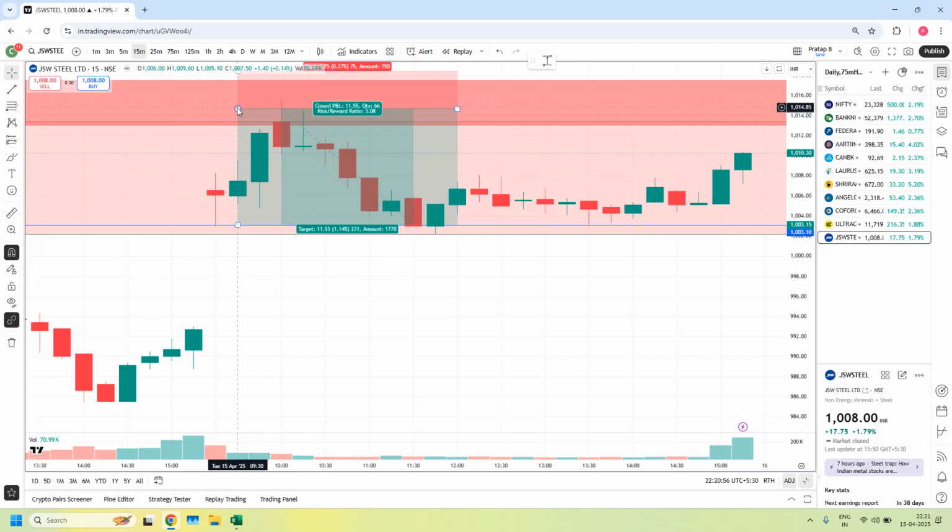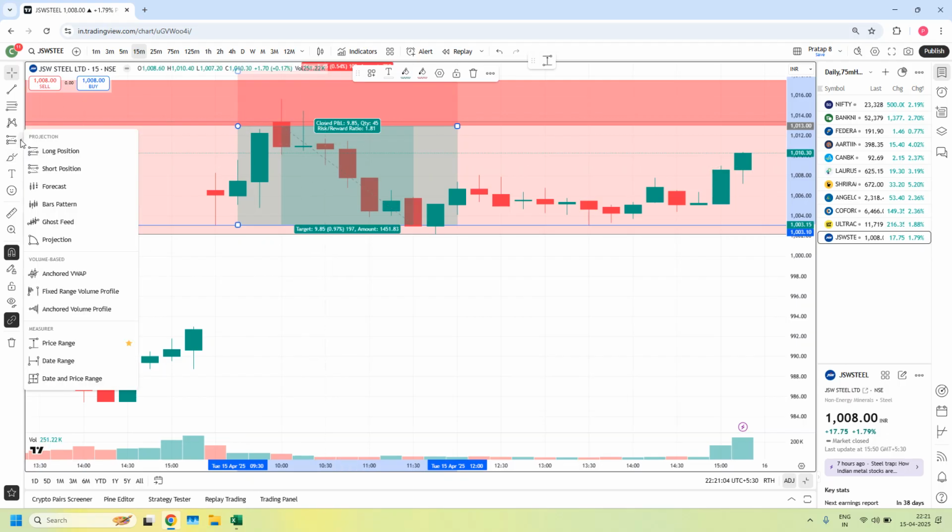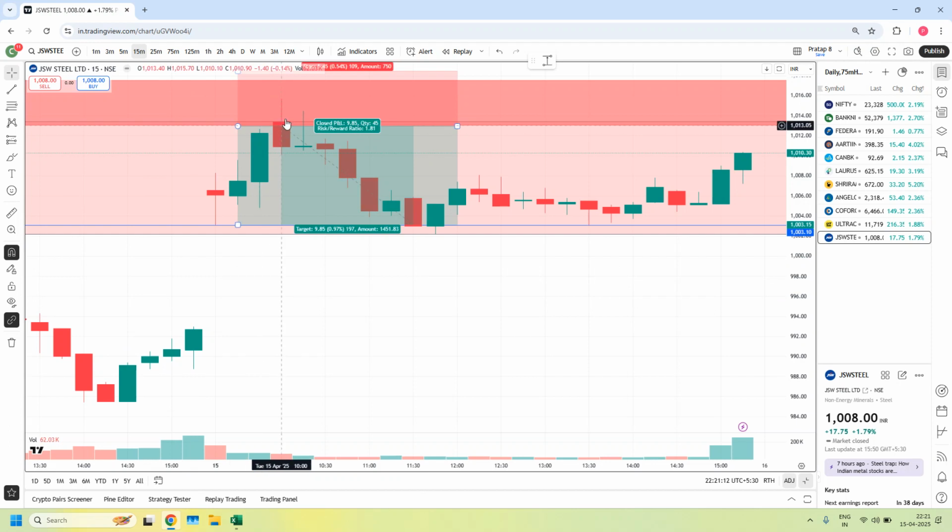See, first let me keep my entry in this zone. Which tool are we using? You are already aware of the long position and short position tools. I already explained these tools in our course. So this is a short position. With the help of the short position, you can draw the entry, stop loss and target, and identify what the RR is. See what RR you are getting? 1:8.1 RR you are getting.